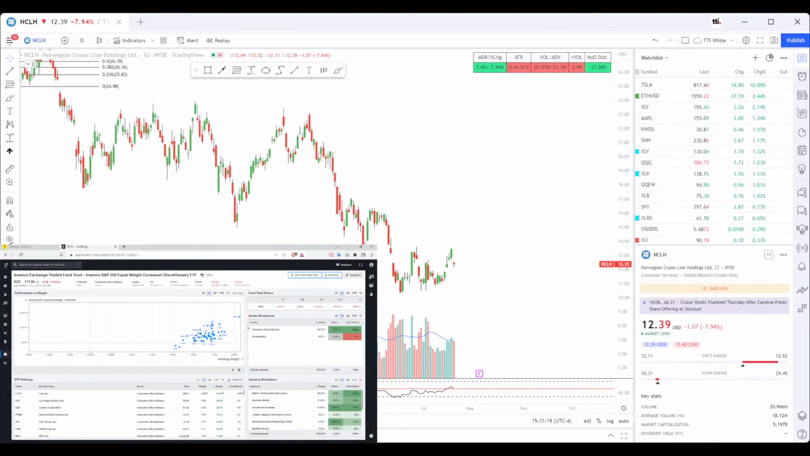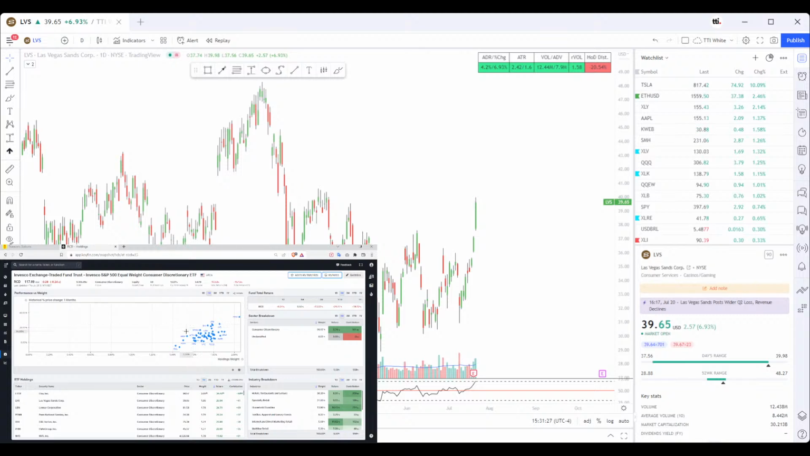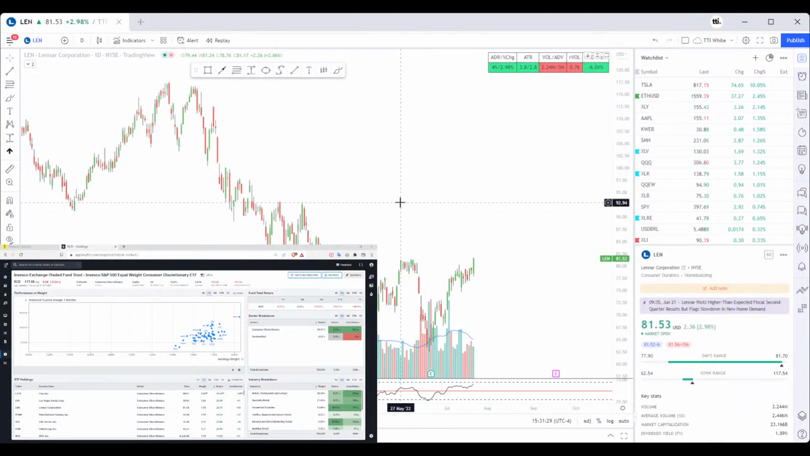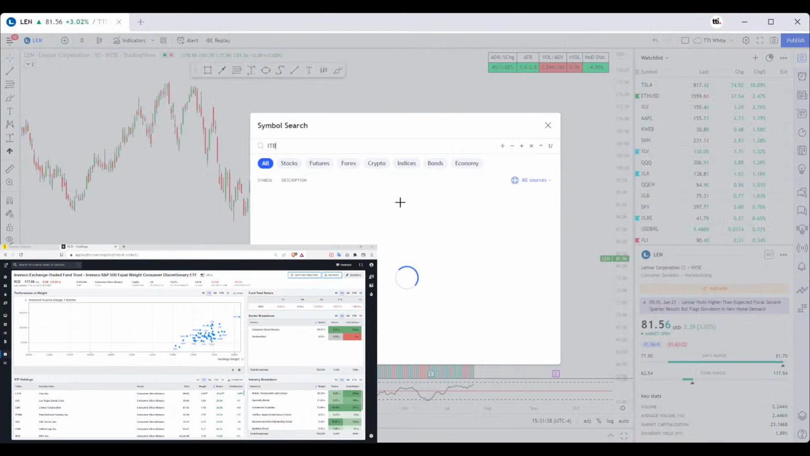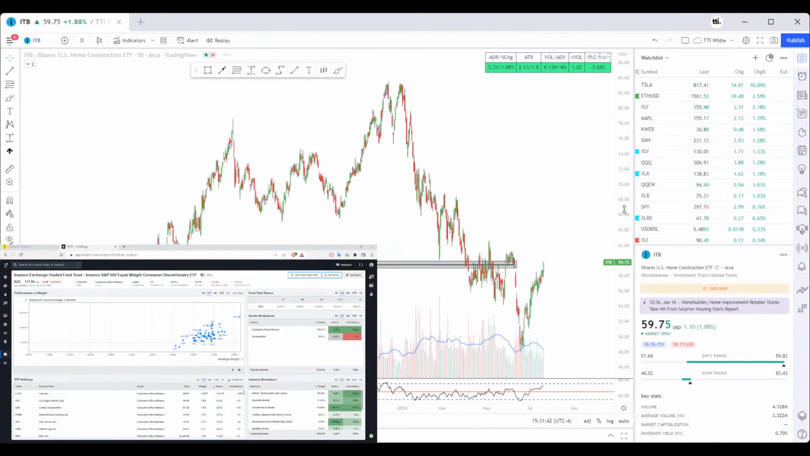Okay, so Etsy, Las Vegas Sands. I think I pulled up LVS. This is not an easy trade. Yeah, I don't like the LVS trade. It's just not easy. Lennar Corp, LEN. It's a home building name, and this is up 25% in the last month. We've talked about ITB.